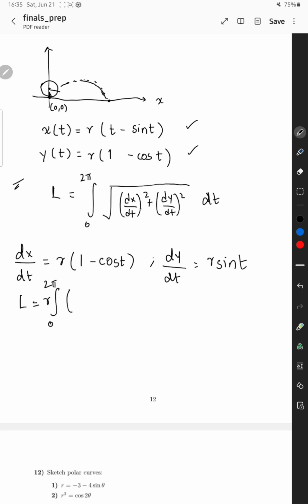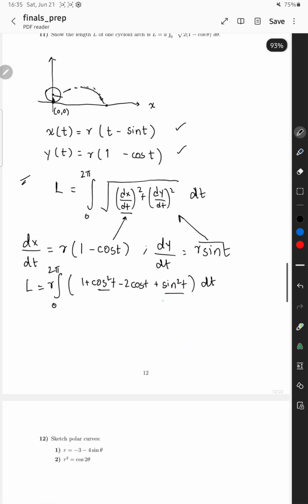And then there's 1 minus cosine t, which would be squared, so I can just write 1 plus cos squared t minus 2 cos t, the expansion, and then sine squared t. These two things we know add to 1, so this is going to be r times the integral from 0 to 2 pi of the square root of 2, because 1 plus 1 is 2, 2 minus 2 cos t, dt.